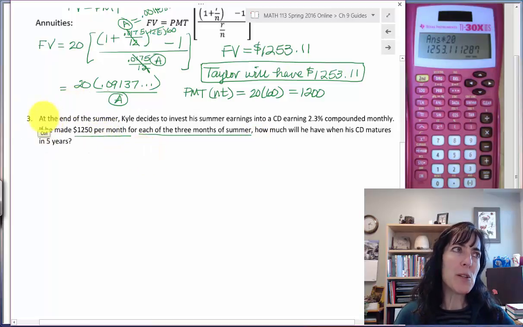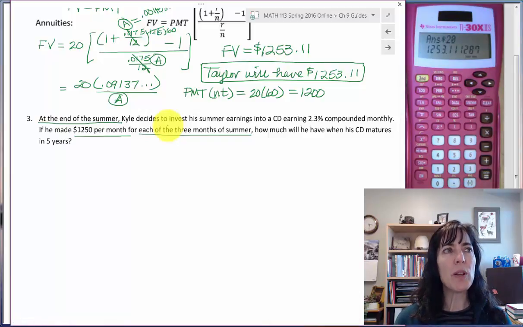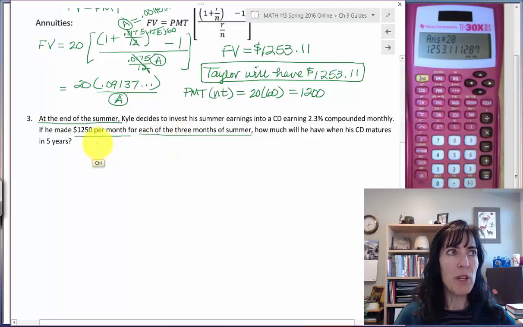But at the start of this problem, it says at the end of the summer, he decides to invest his money. So through the summer, he was just keeping it somewhere, maybe the checks on his counter or something, and then he decides, well, maybe I should invest my money. So it looks like he's investing it as one big chunk of money at the end of the summer. And so we need to find out what that big chunk is.